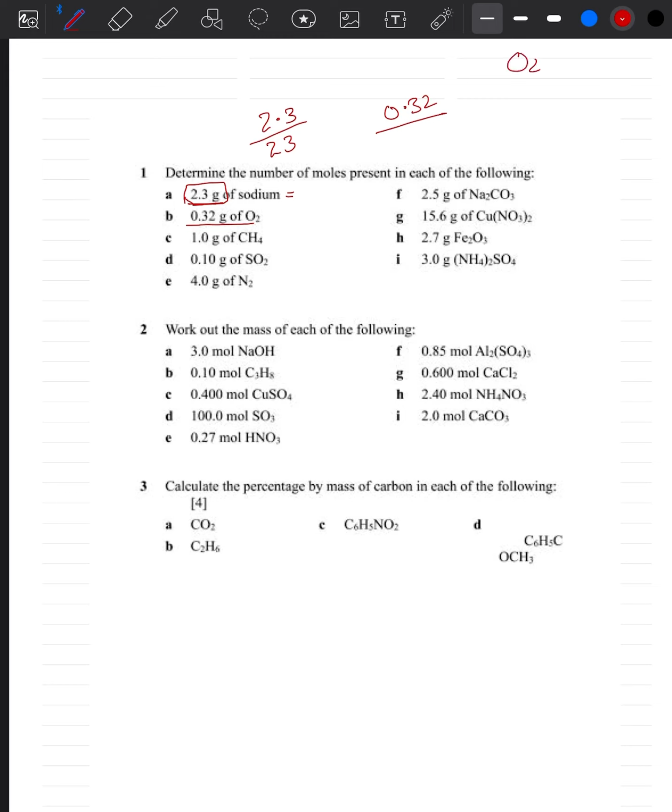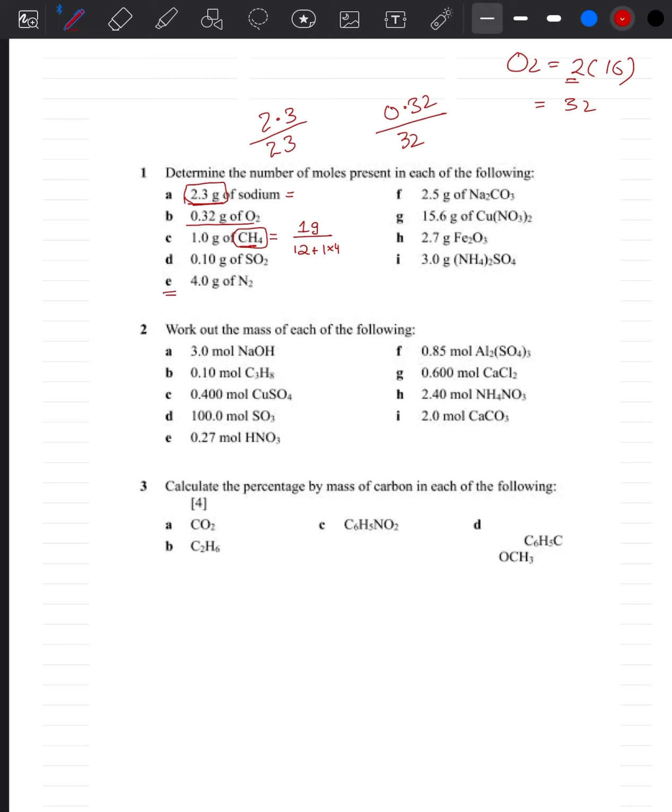In the B part the mass is 0.32 and we are asked to find the number of moles. Now we have O2. The molar mass of O2 will be 2 into 16 because now we have 2 oxygen, so it will be 32. We will divide by 32. And in the C part, we have 1 gram of methane. Methane is CH4. What is the molar mass of methane? We will add the mass of carbon and hydrogen. The mass of carbon is 12 and the mass of hydrogen is 1, but now we have 4 hydrogen, so we will multiply it with 4.